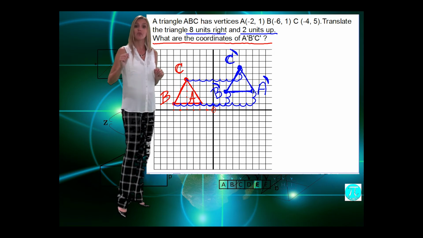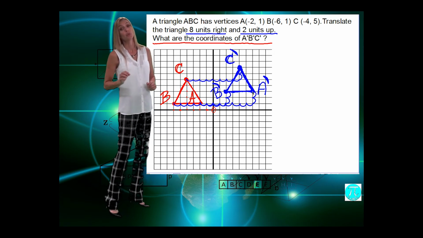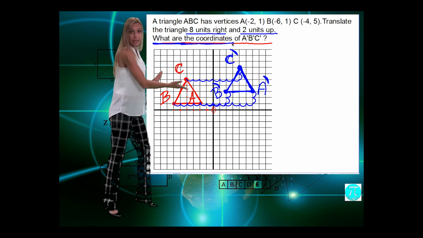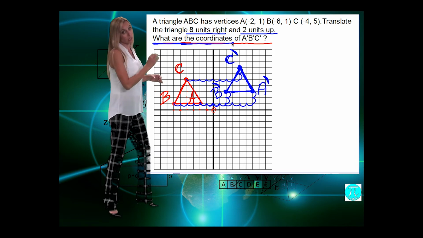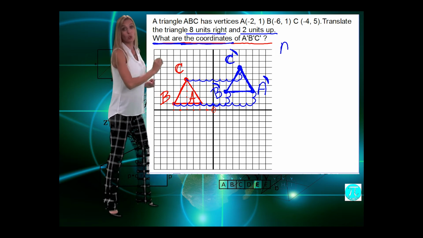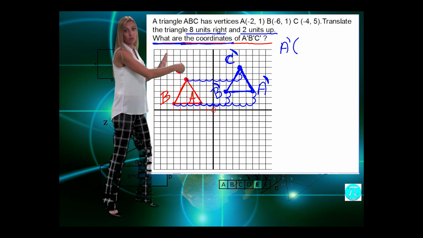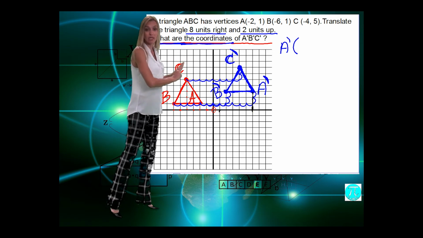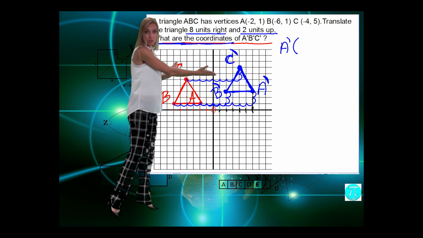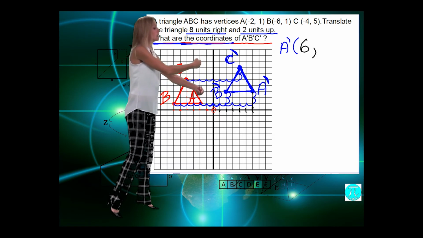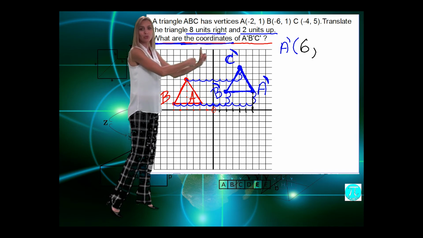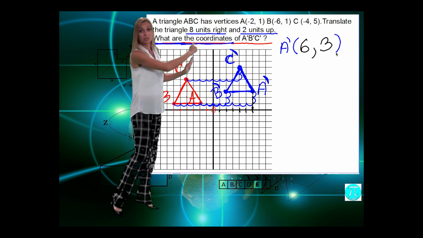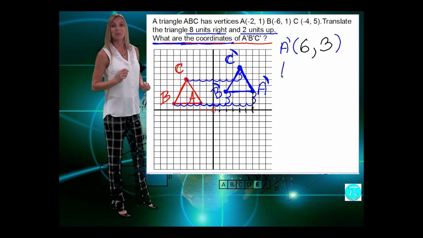Now we have to provide the coordinates. Now remember, when you're providing the coordinates, x always comes first. X is the movement along the x-axis from the origin. So we have to put it in that order. X comes first and then y. Well, A prime, if I count my units along the x-axis, we're going to the right, and we went 6 units to the right. And then we went, if we count that, 1, 2, 3 units up.